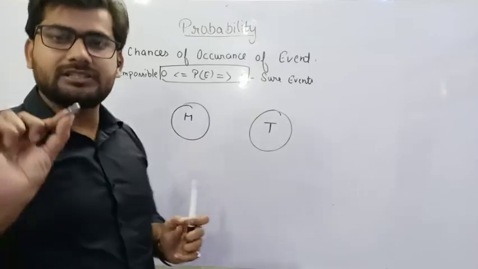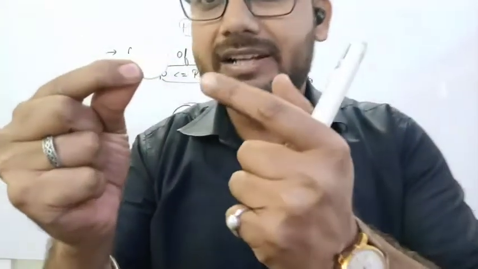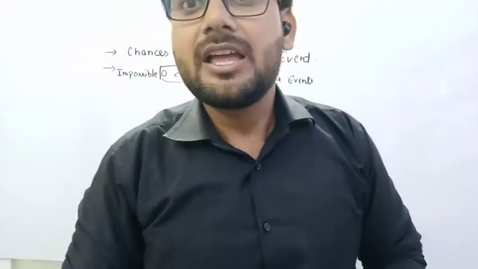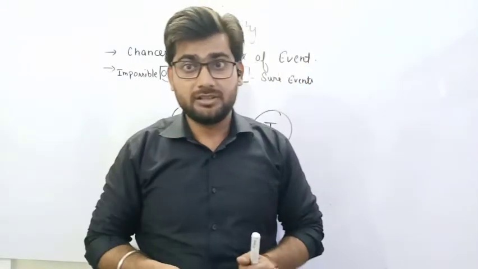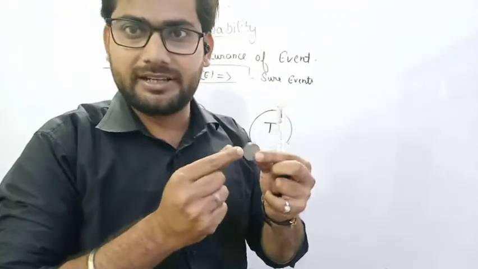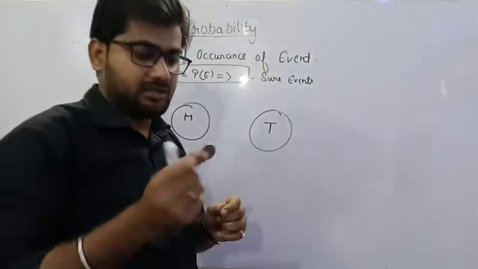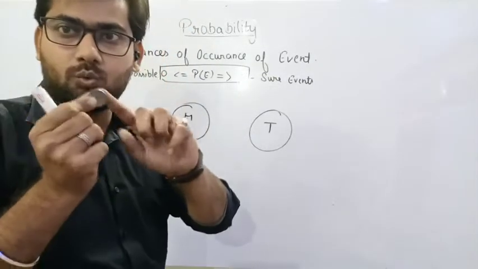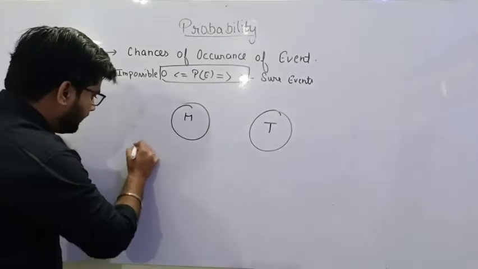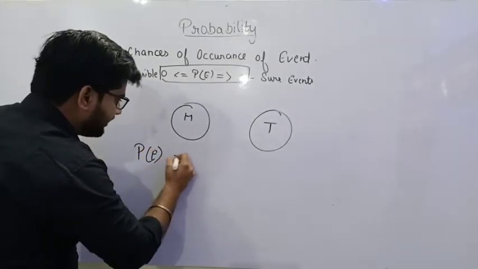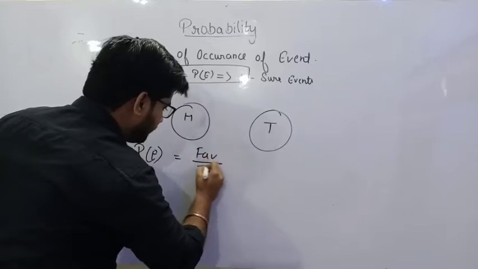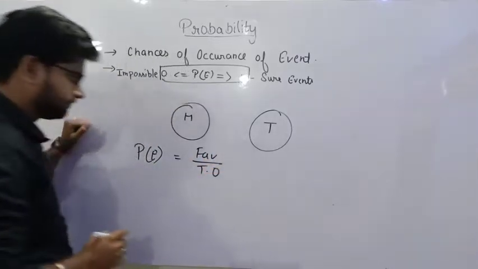As you all know, this is the coin, this is the head side and this is the tail side. If I toss this coin, then I can get the head side or I can get the tail side. So the total outcomes of this coin are 2, 1 and 2. When we write the formula, probability of any event is equal to favorable outcomes upon total outcomes.